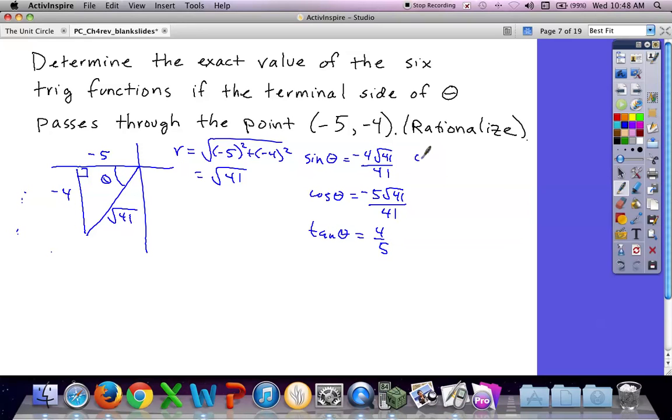Okay, then the reciprocals, again, across from the sine is the cosecant, secant, and cotangent. And you could flip what you've already got or just come over here, right? The flip of the sine to be root 41 over -4. Negative root 41 over 4. Negative root 41 over 5. 5/4.